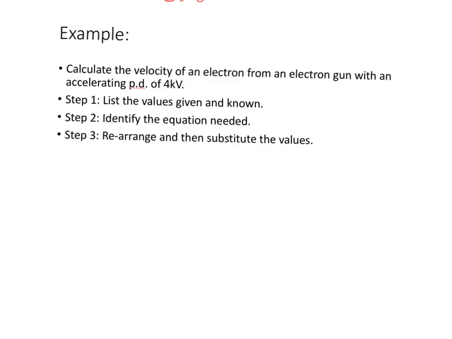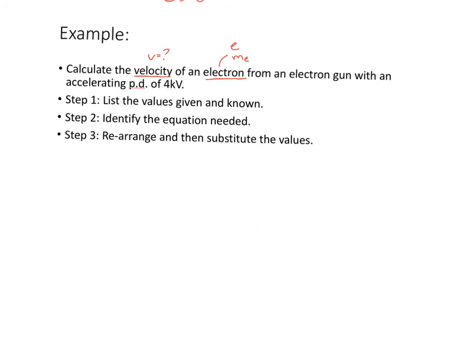Now this is an example question. It seems like it only gives you one value, but if you look at the equation that you do need, it will make sense. These questions usually only give you one value, but the question itself gives you a little more of a hint. It's telling you to calculate the velocity. So we need to find the velocity of an electron. We know the charge of an electron, and we know the mass of an electron. This is given to you in the formula booklet.